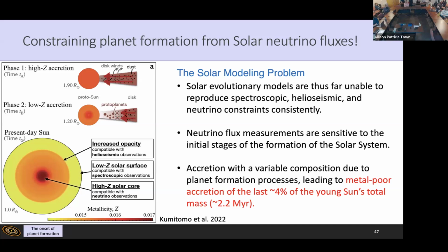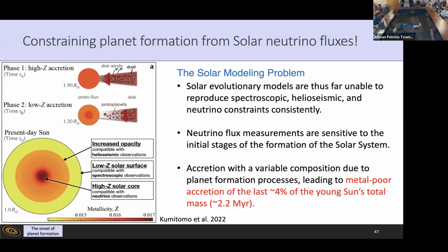So they did some modeling with MESA, with our solar data, and they found that the accretion was of variable composition due to the planet formation process, leading to metal-poor accretion of the last 4% of a young sun's total mass. This translates to a time scale around 2.2 million years. So from their modeling, the last 4% of our young sun is mostly accreted with a little bit of dust, but mostly gas. This corresponds to the time when the planet formation should end.